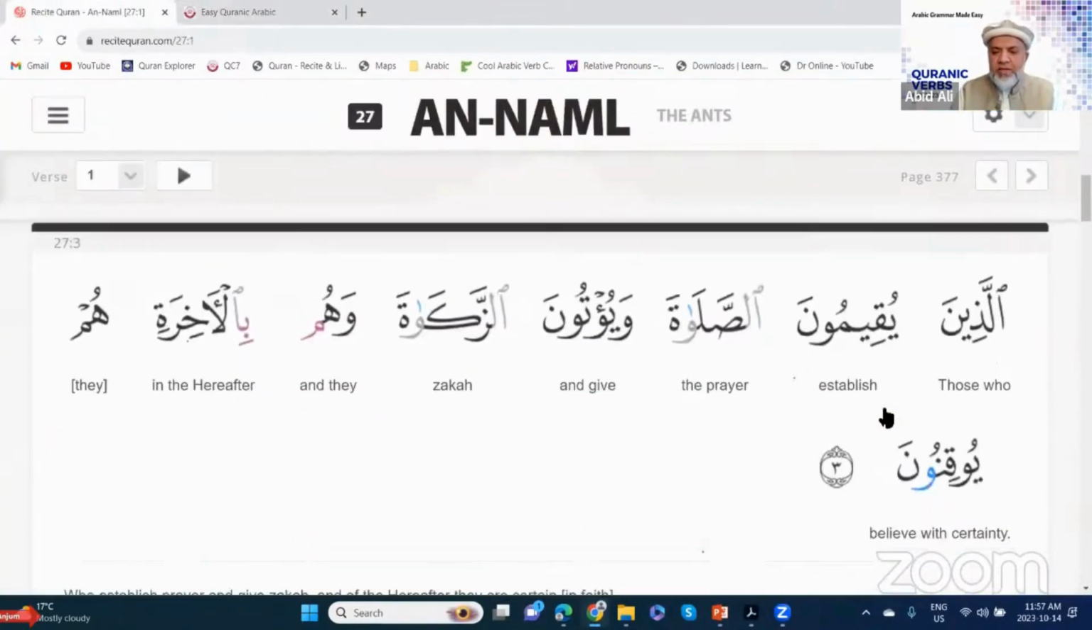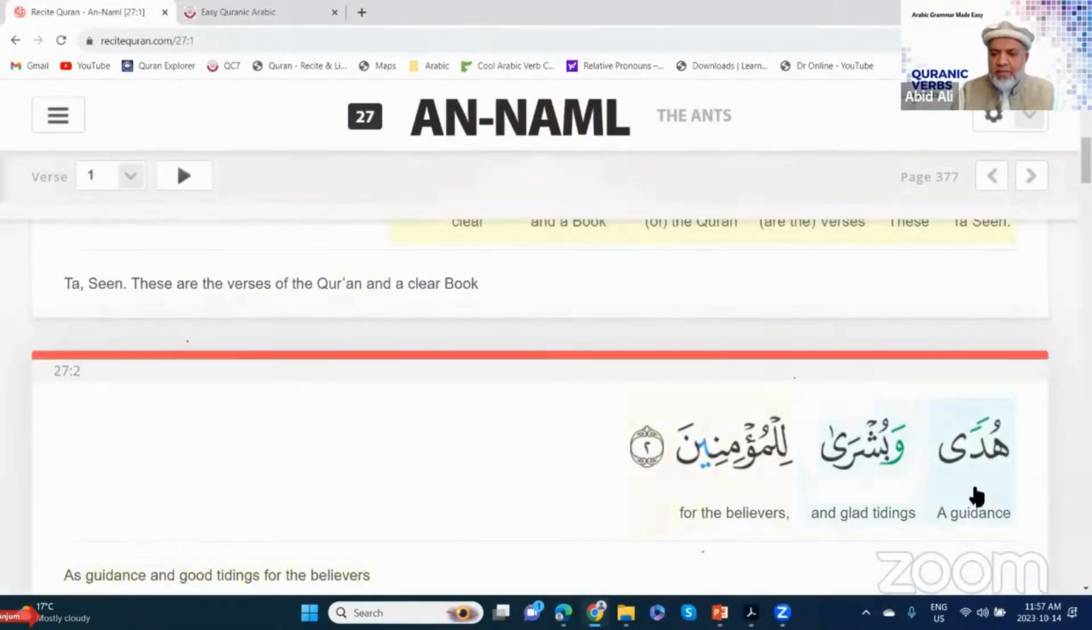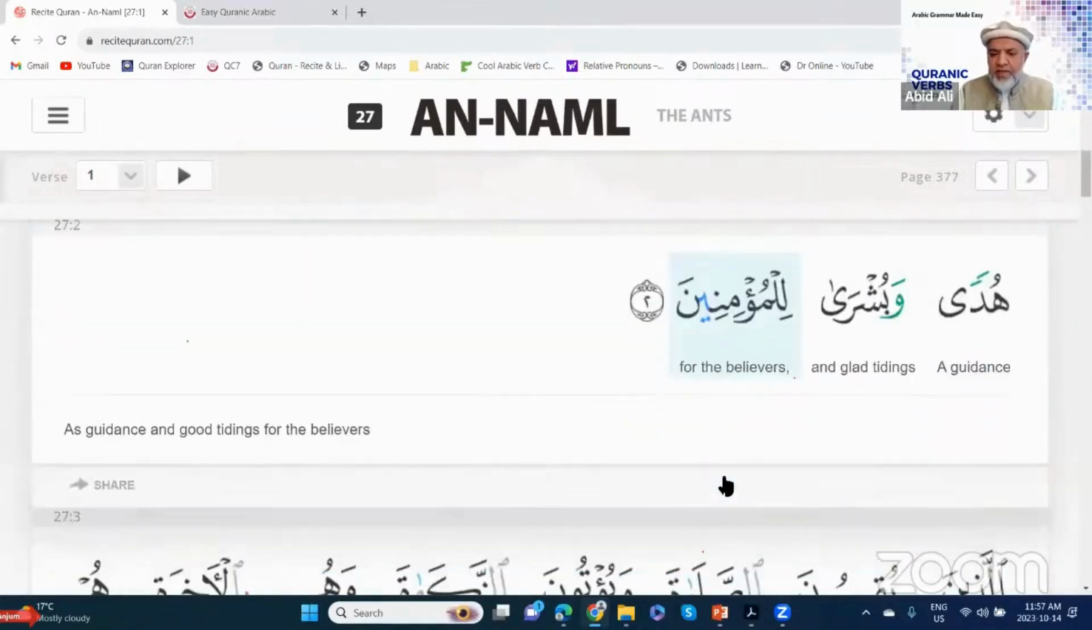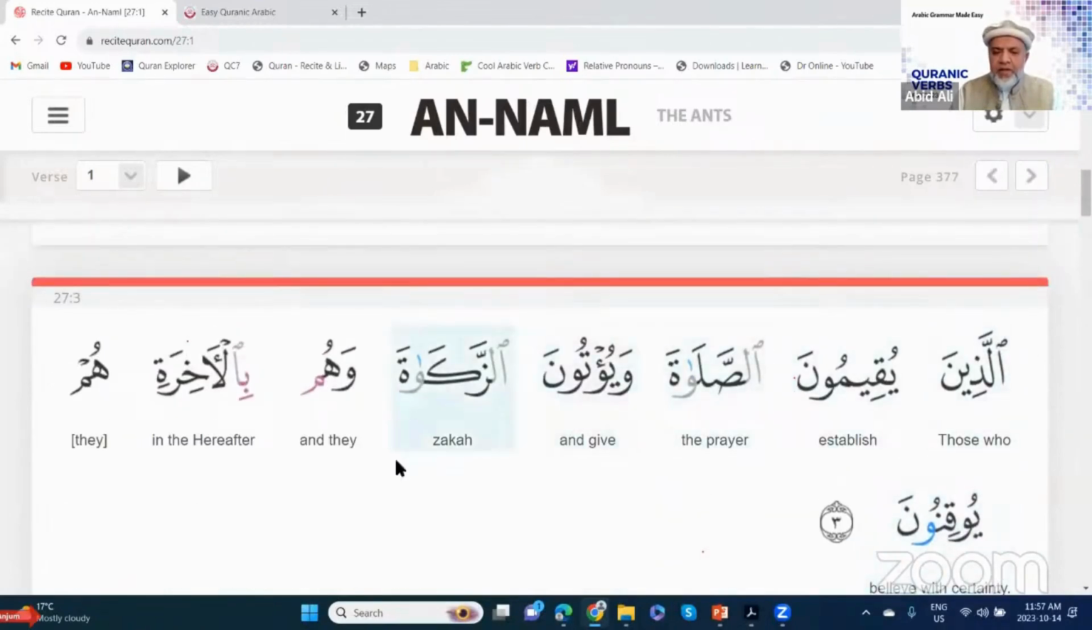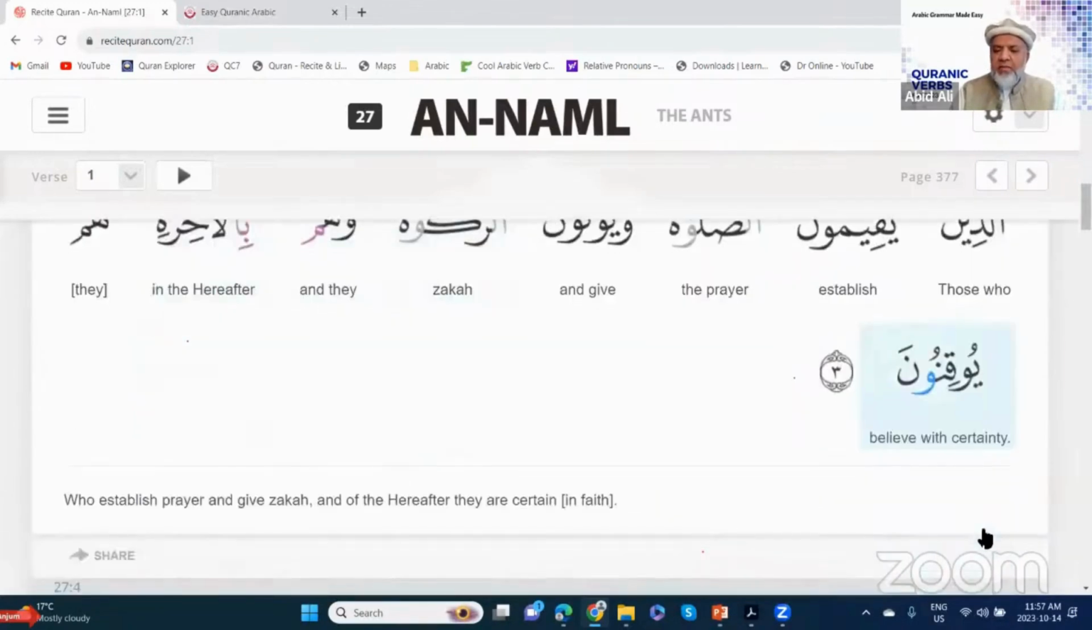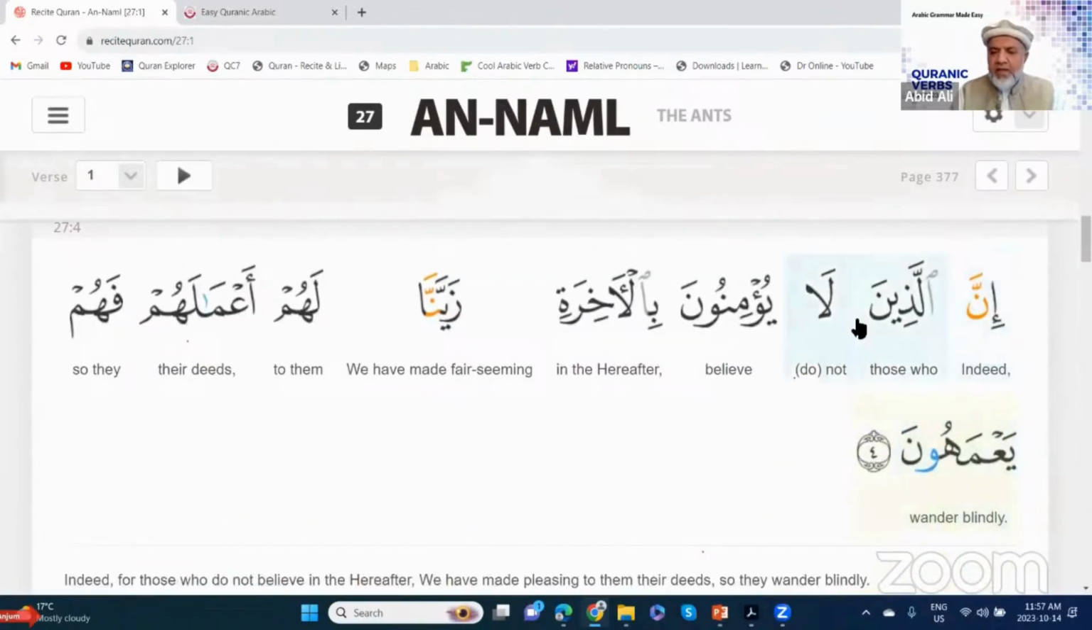So we are saying this Quran has guidance and glad tidings for the believers, and the qualities of these believers are that they establish the prayer, they give the zakah, and in the akhirah they believe. Innal lazina la yu'minuna bil akhirati zayyanna lahum a'malahum fahum ya'mahun. Indeed, those who do not believe in the hereafter, we have made their deeds fair-seeming to them, so they wander blindly.